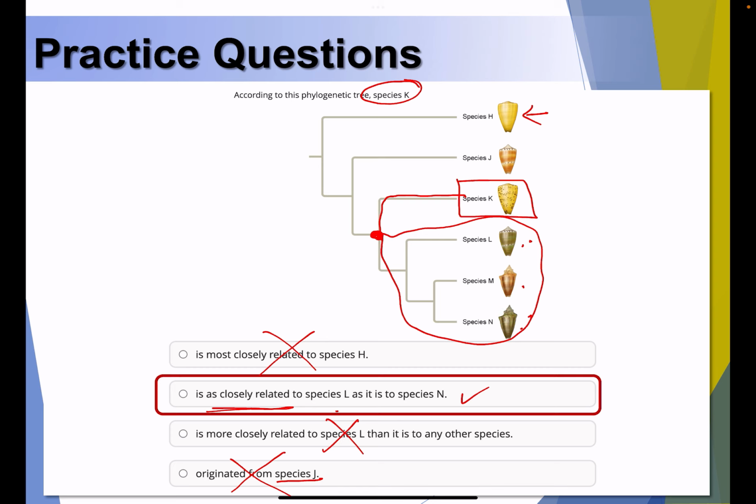Hence, the answer is then the second statement is correct. That K is as closely related to L as it is to N, as it is to species M as well. There's no more or the other, it is equally closely related. These three are equally closely related to K.